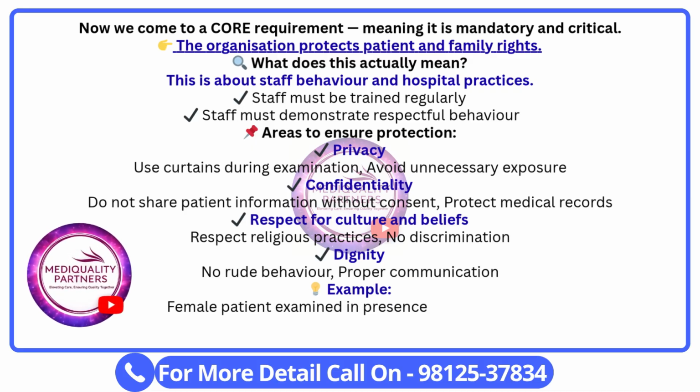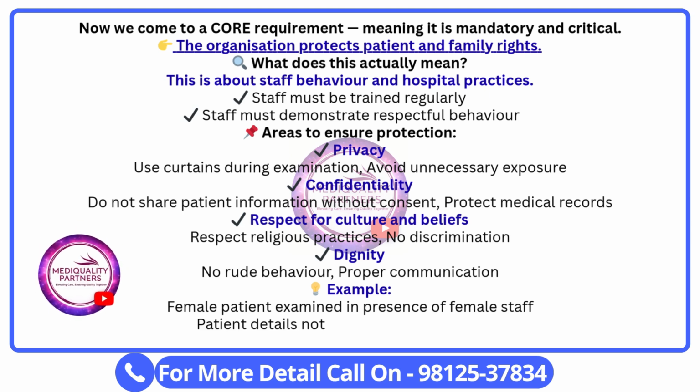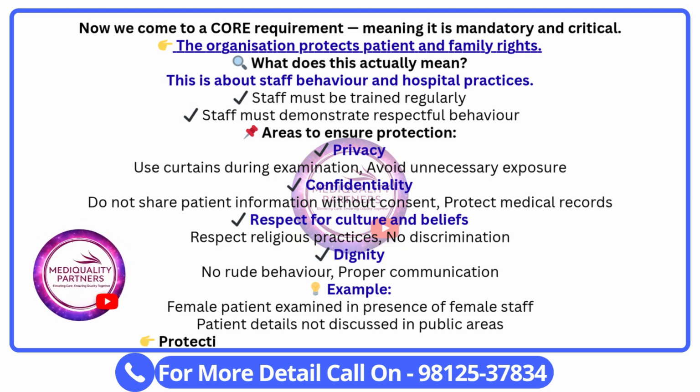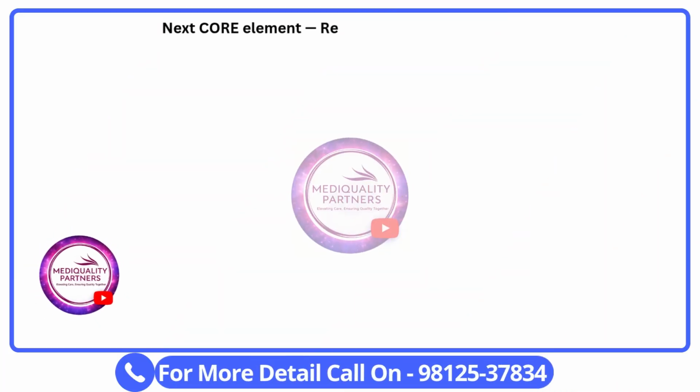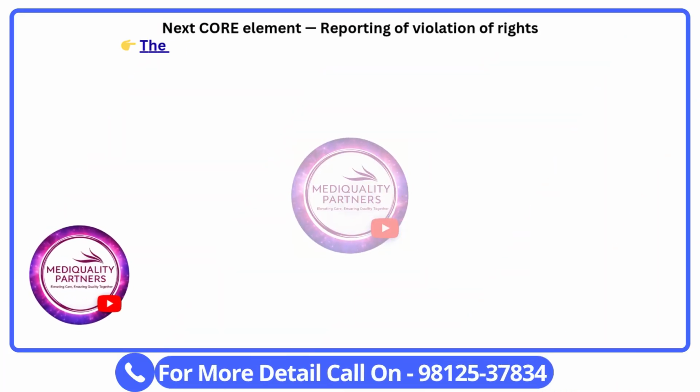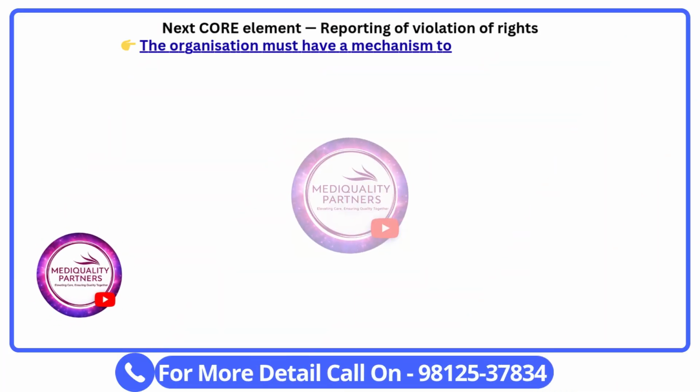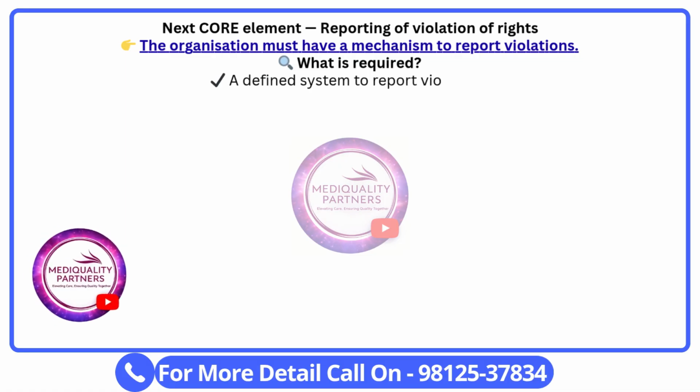Example, female patient examined in presence of female staff. Patient details not discussed in public areas. Protection is not on paper, it is visible in daily practice. Next core element, reporting of violation of rights. The organization must have a mechanism to report violations. What is required? A defined system to report violations.